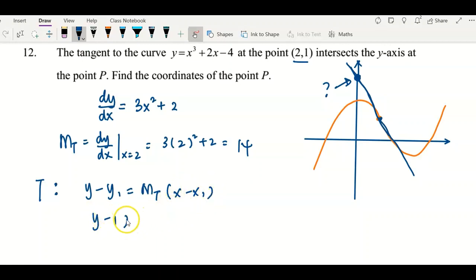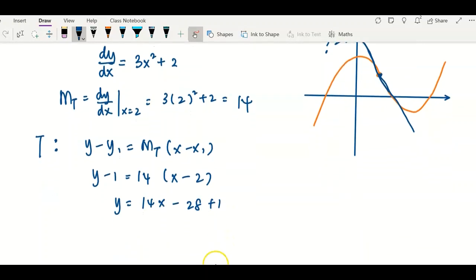y1 is 1, and the mt is 14, x minus x1, x1 is 2. Simplified, you will get 14x minus 28 plus 1. The equation of the tangent will be y equals 14x minus 27. Okay, so this is the equation of the tangent.